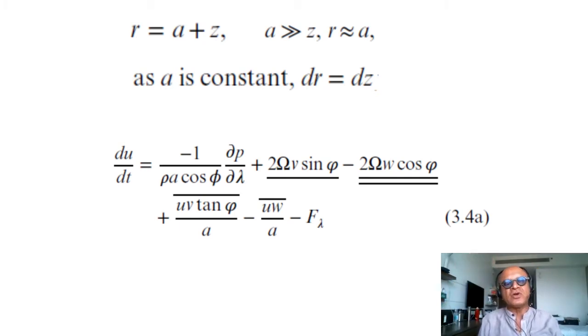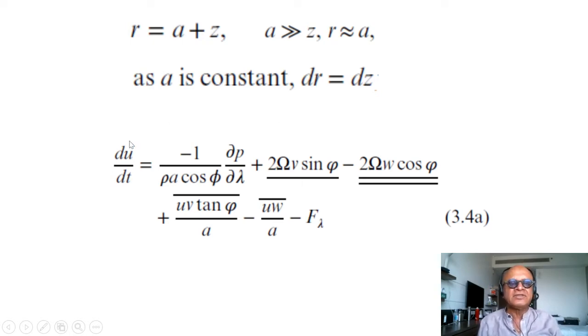in the atmosphere or ocean is the radius plus z, where of course the radius of the Earth is much greater than the height above or below the surface, which means r is essentially equal to a, in which case a is constant, so dr just becomes dz, the local vertical.